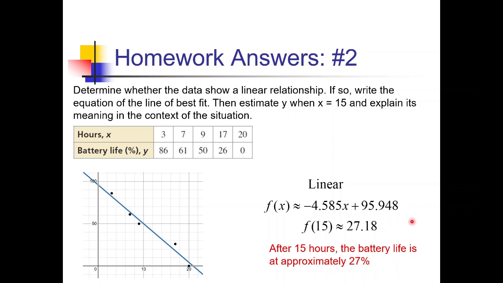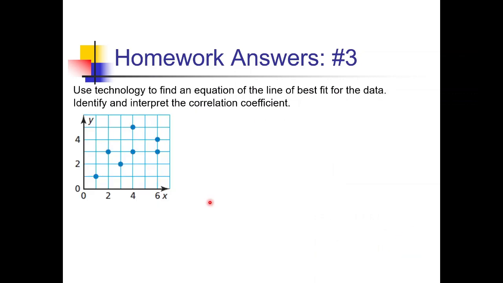Better charge that. On this problem, we're going to be using some technology, namely Desmos, to find an equation of the line of best fit for this data set. And then we're going to figure out and interpret the correlation coefficient. So first we have to take all these points and plot them on Desmos using the table. So let's go to Desmos for that.